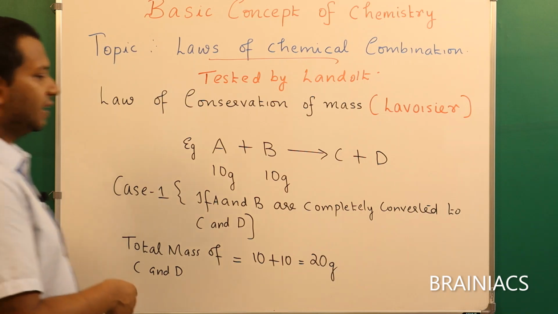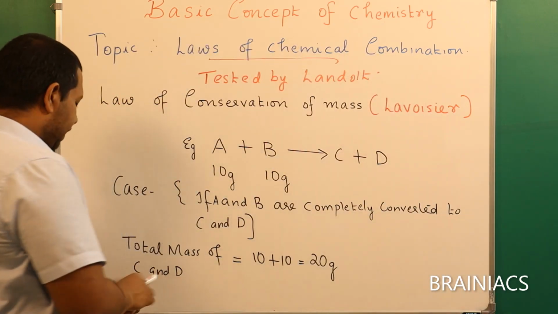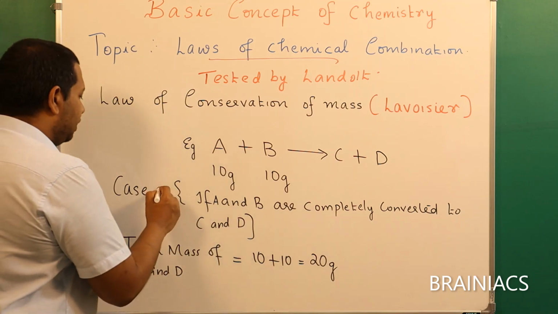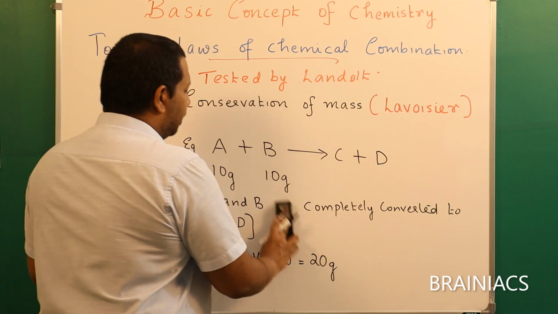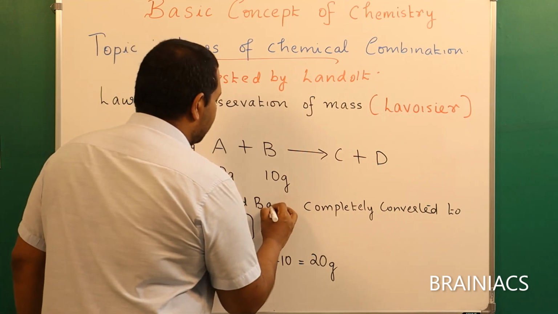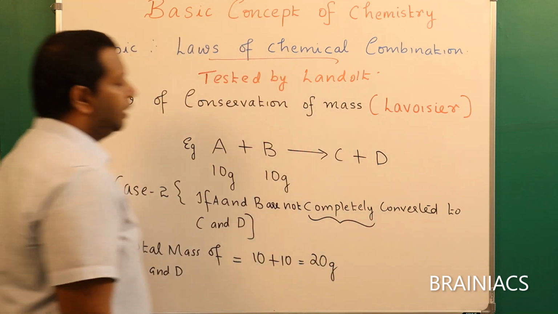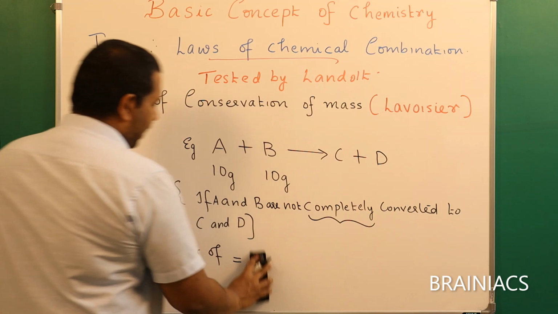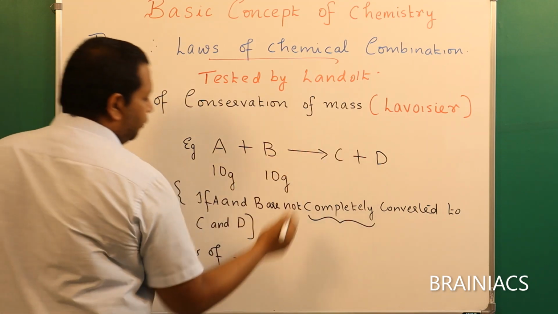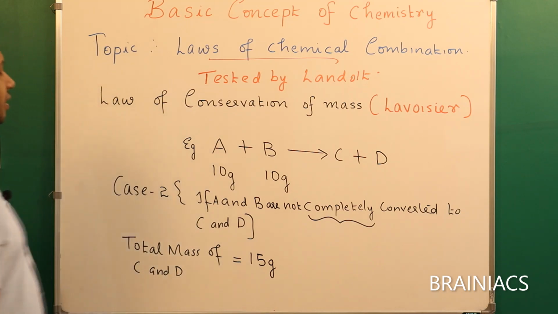Okay. Now what is the second case? Case 2. So case 2, we can say that if A and B are not completely converted into C and D, very important, not completely converted into C and D, then we can say that total mass of C and D, let us assume by measuring we found that it is only 15 gram. Correct? Just assuming.